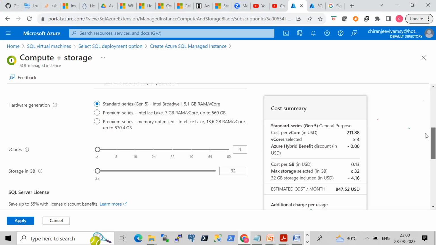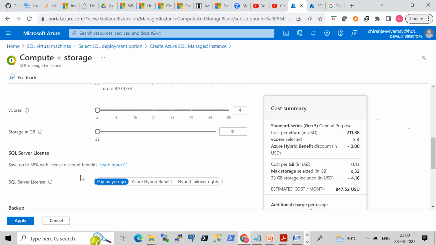So coming to the bottom topic, there is something called SQL Server license, right? Here I don't have any license, so I'm going with pay as you go. But if you have something on your on-premises, for example, standard edition with software assurance, or enterprise edition, then you can make use of that. And I will let you know, one standard edition is equal to one general purpose.